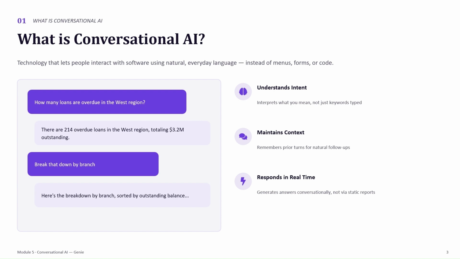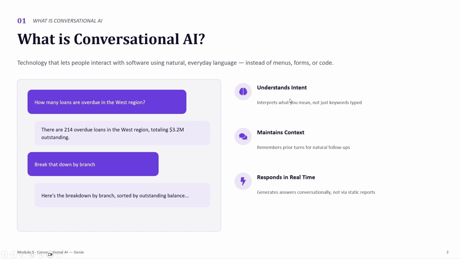One of the finest examples of conversational AI: the kind of question we can ask is, how many loans are overdue in the West region? It answers that there are 214 overdue loans totaling 3.2 million dollars outstanding. Then a consecutive question is asked: break that down by branch. And here is the breakdown by branch. So just by having a natural language conversation, you can talk to your data.